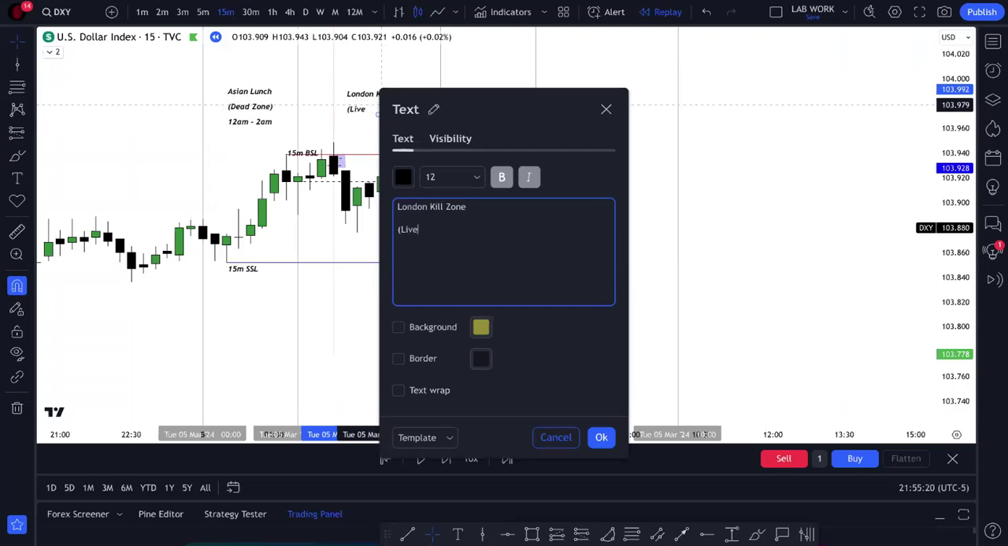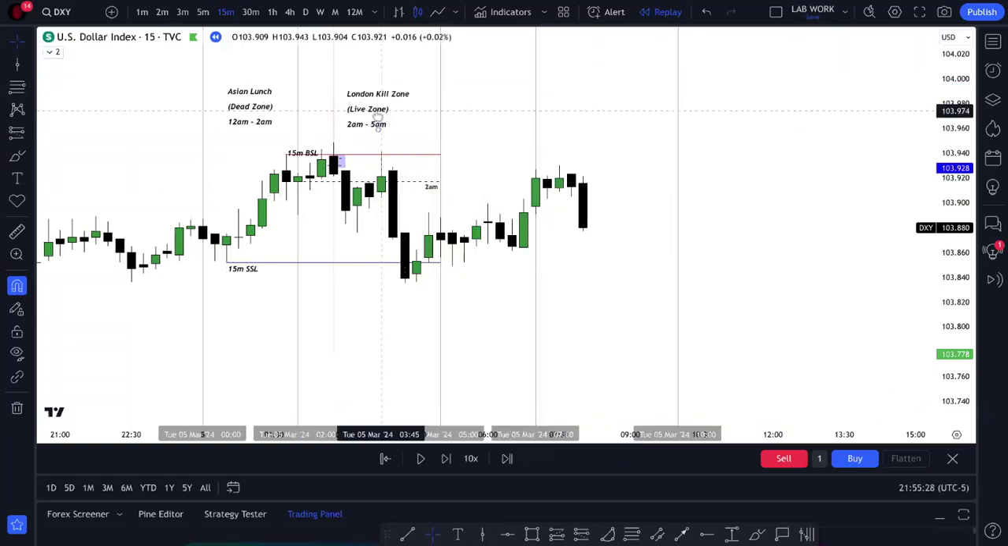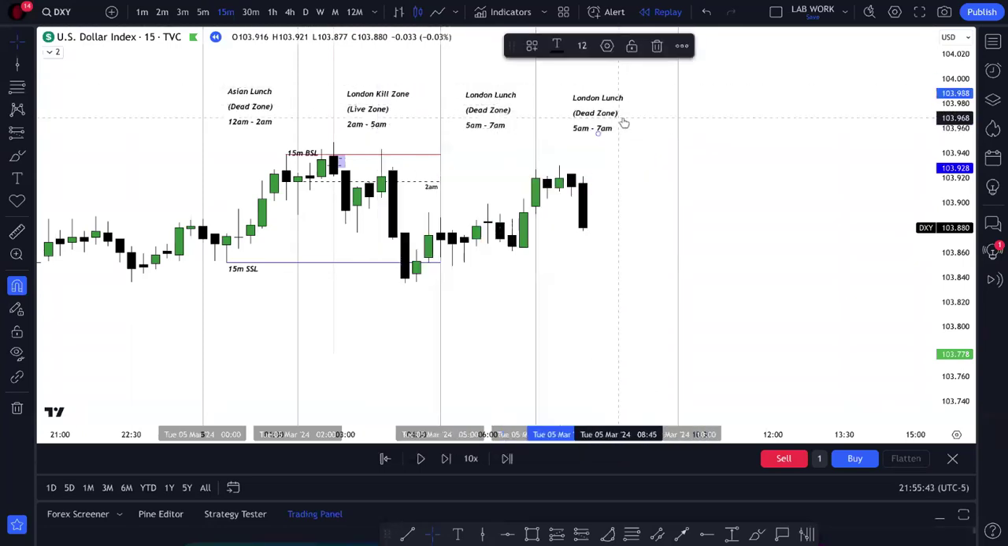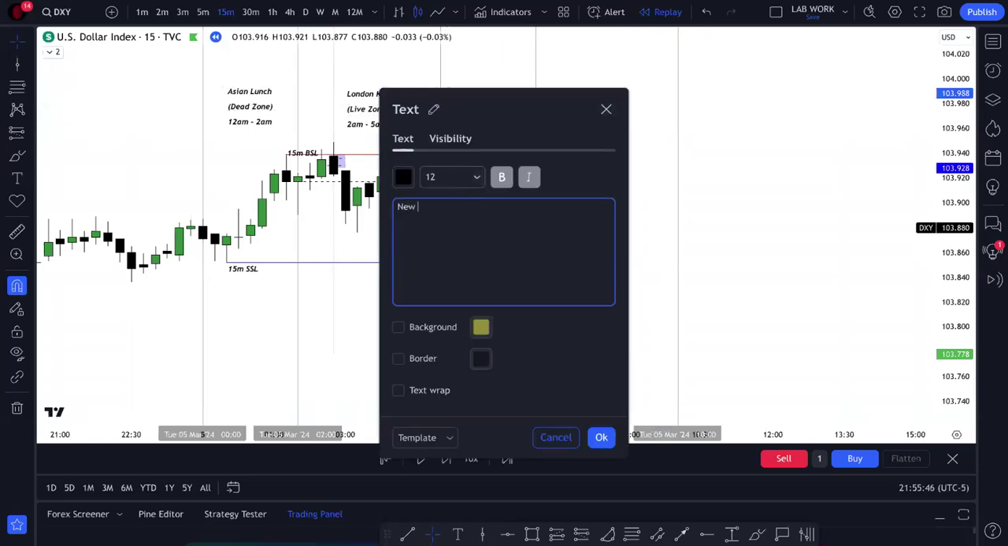You would consider this a live zone, right? If it was opposite to it, it was a live zone. And this would be 2 a.m. to 5 a.m. Then the next dead zone that you have here is going to be the London lunch. This is a dead zone, another one. You shouldn't be looking to trade here. This is going to be 5 a.m. to 7 a.m. Next kill zone, right? New York kill zone.